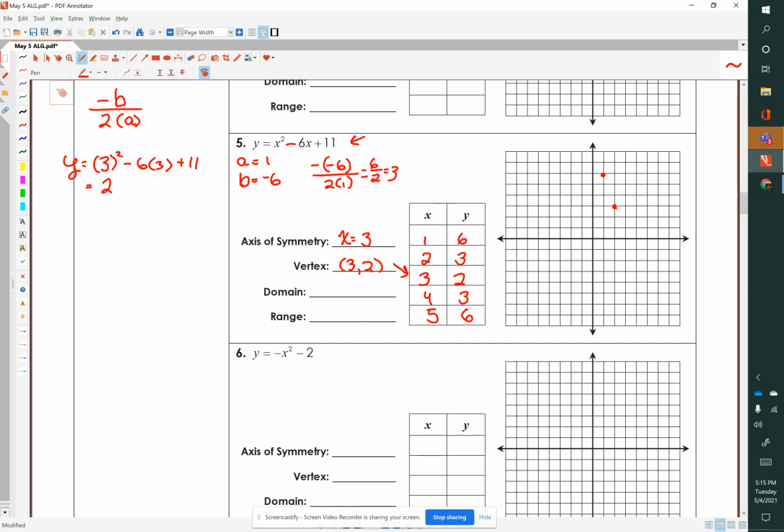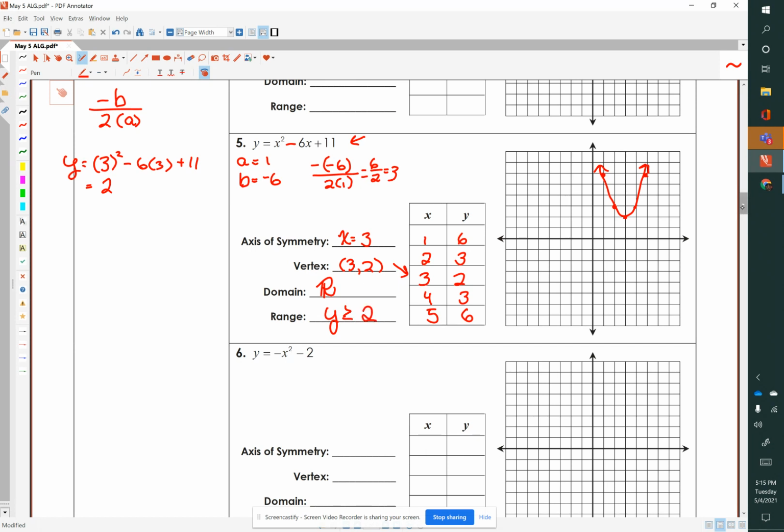And we know this is going to be an upward facing parabola because the a value, that positive 1, is positive. So 3, 2, 4, 3, and 5, 6. And we'll connect those with a smooth curve. And we see that our domain is all real numbers, and our range is y is greater than or equal to 2.